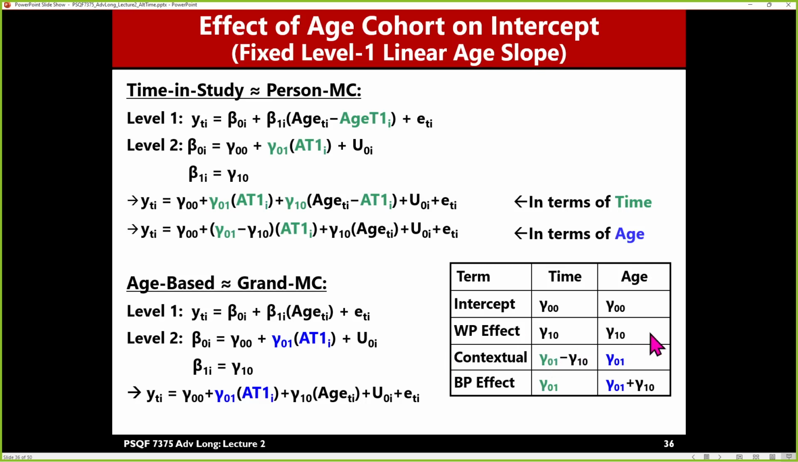So a convergence model would say that gamma 10, the level 1 effect of within-person time, and gamma 01, the level 2 between-person effect, are the same number. A convergence model would say that gamma 10 and 01 are the same thing. That the effect of being a year older when you walk in the door is the same as the effect of getting a year older after you're in the door.